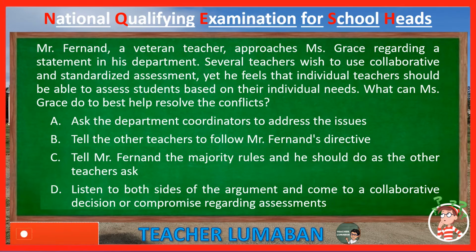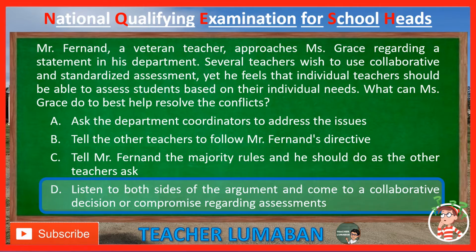Choose the suitable answer based on the given choices in 5 seconds. 5, 4, 3, 2, 1. Letter D is the correct answer. Listen to both sides of the argument and come to a collaborative decision or compromise regarding assessments.